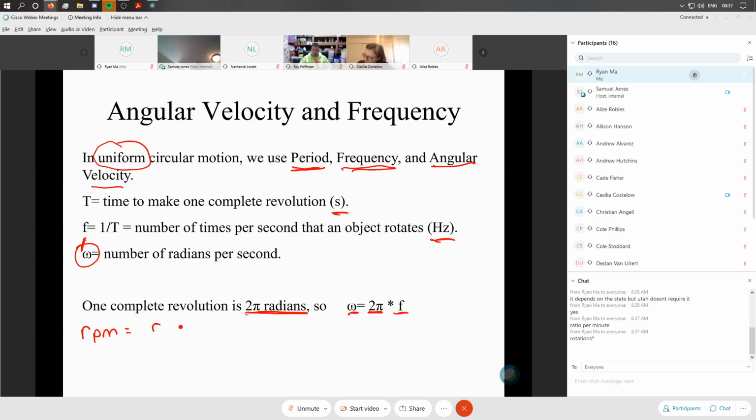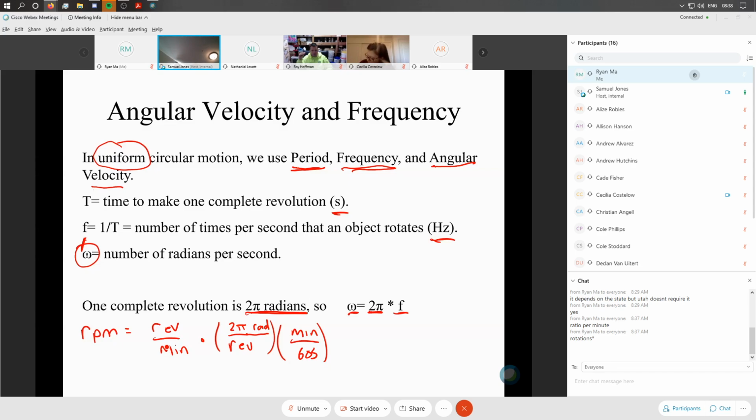I'm going to say revolutions per minute. Well, what's the conversion between revolutions and radians? One revolution is the equivalent of 2 pi radians. Do we agree with that? One complete revolution is the equivalent of 2 pi radians. Okay, the next conversion is minutes to seconds, and this one's easy. 1 minute is the equivalent of 60 seconds.